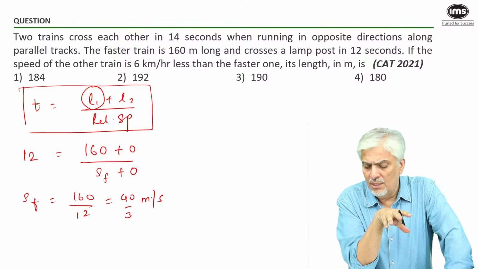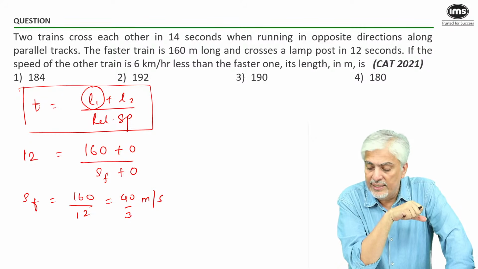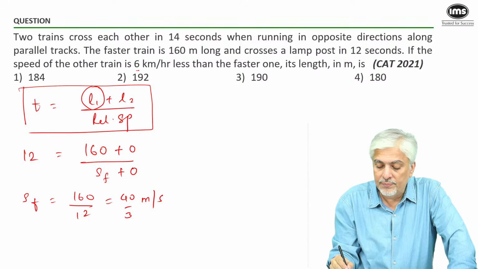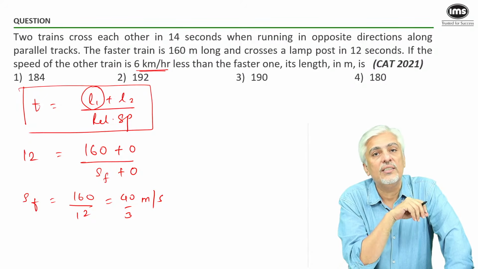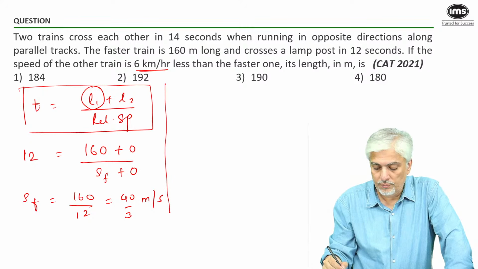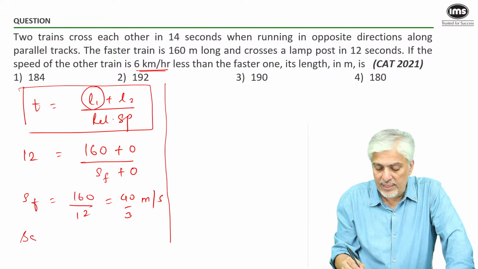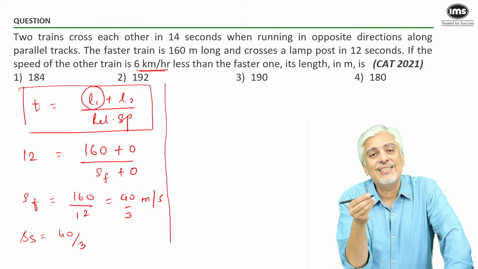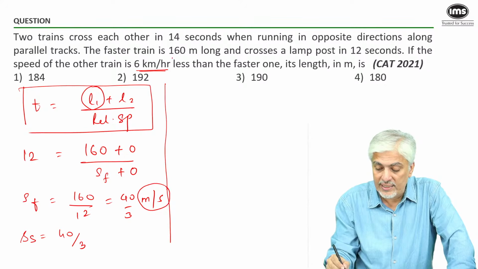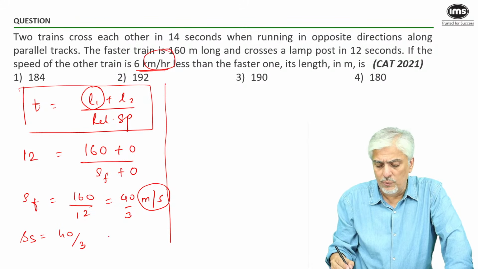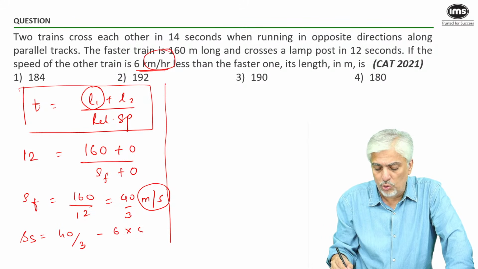What have they told further? If you read carefully, they have said the slower train's speed is 6 km per hour less than the faster train. So what will become the speed of the slower train? 40 upon 3 is the speed of the faster train, minus 6, but both are in different units. This is in meters per second while that is in kilometers per hour. So convert. So minus 6 into 5 by 18.